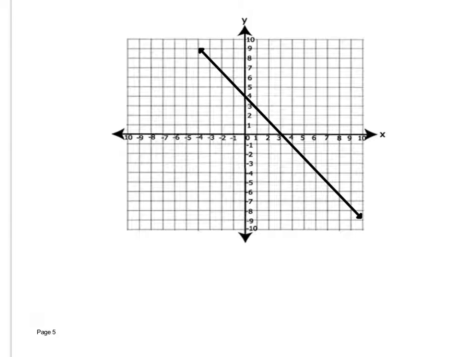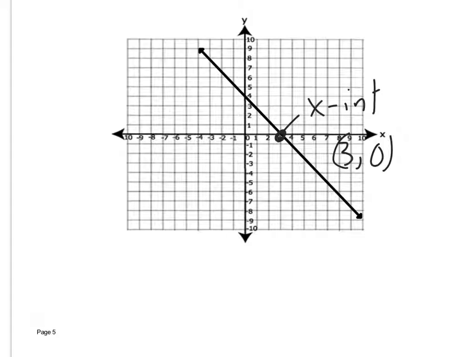Alright, this is just an example of a graph and where it crosses, and I just want to point some things out. Right here is what we call the x-intercept. That's where it crosses the x-axis, so you need to label that on the graph you made. This is the x-intercept. The ordered pair for the x-intercept is 3, 0.